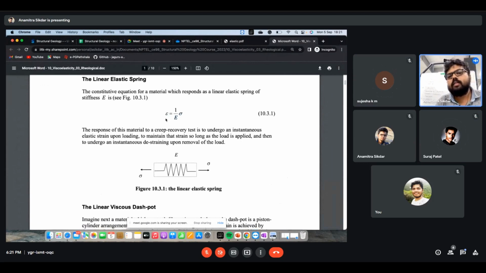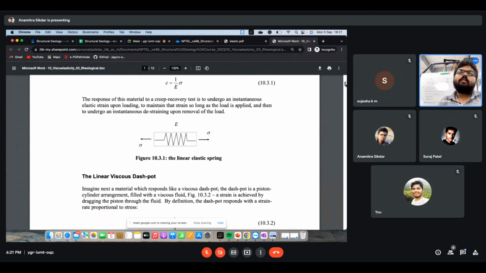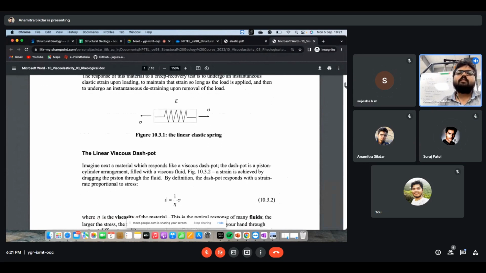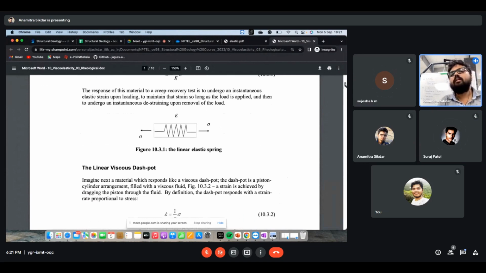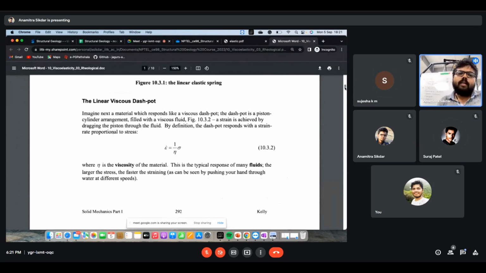So this is how it has just been described, like in the linear elastic case. This stress, this force term, is proportional to the strain, and it is related by some constant, 1 by E. This is Young's modulus. This is what we have learned in school, maybe at the plus 2 level, about elasticity and the basic Hooke's law.